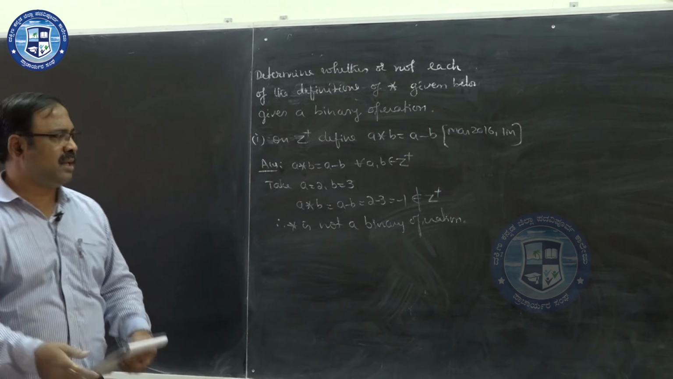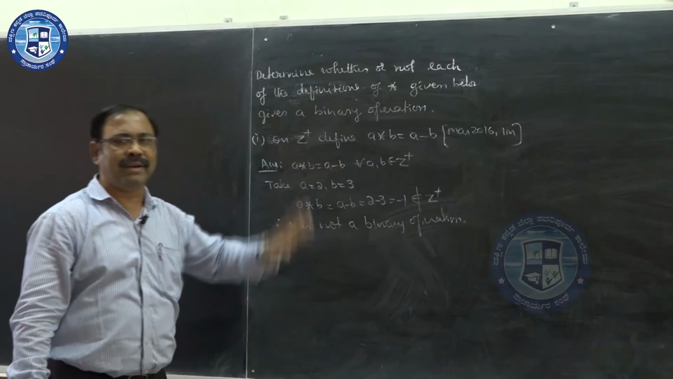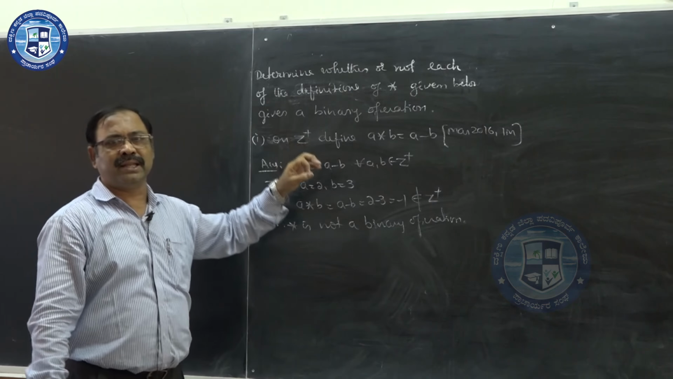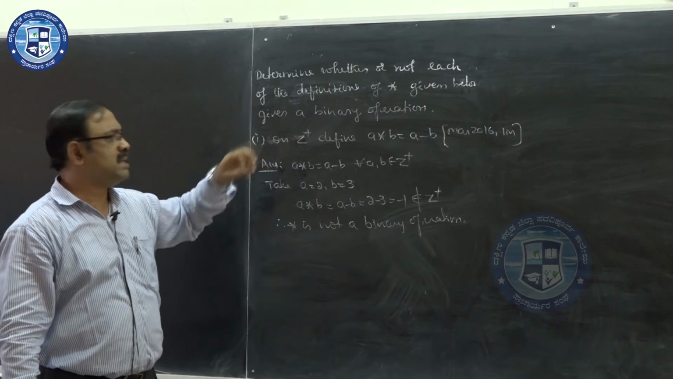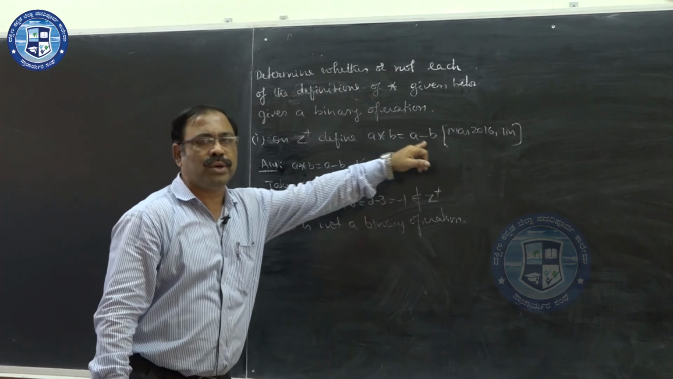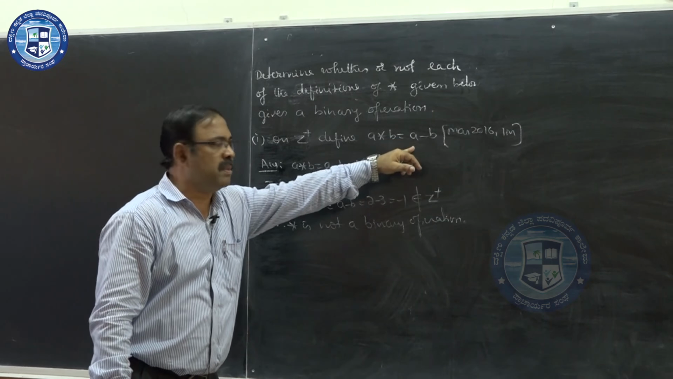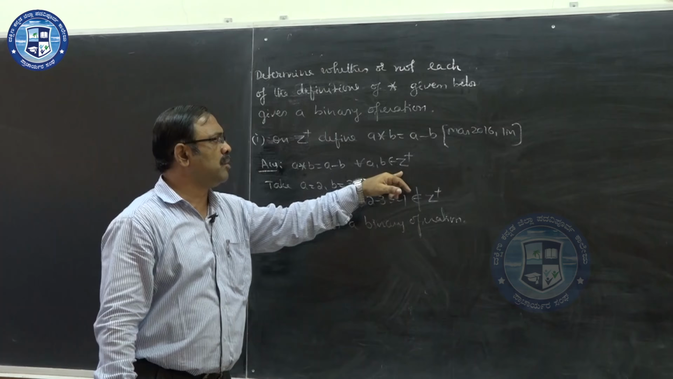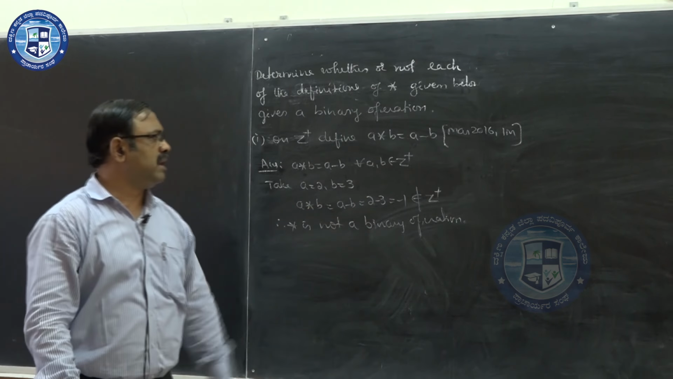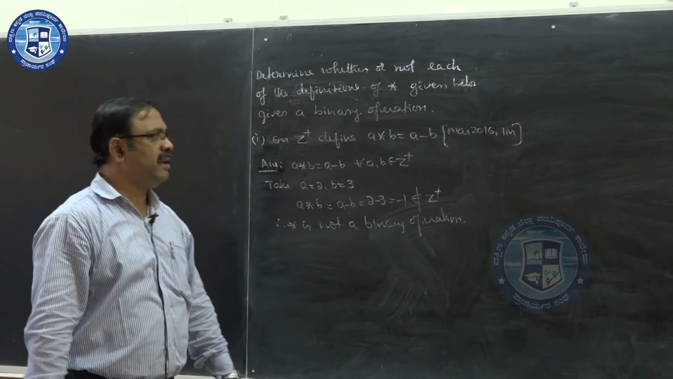So in the examination, if you just write "not a binary operation," you will get the answer. But justification is given only for your understanding. So A star B, where A, B belong to Z plus. Therefore, A star B is equal to A minus B. But for all A, B belonging to Z plus, A minus B does not belong to Z plus. Therefore, it is not a binary operation.